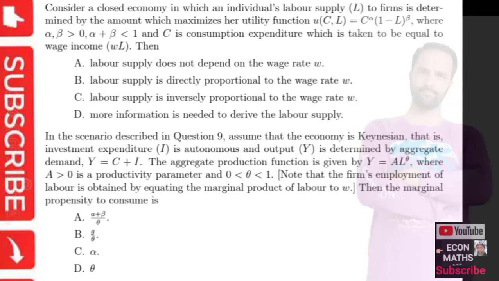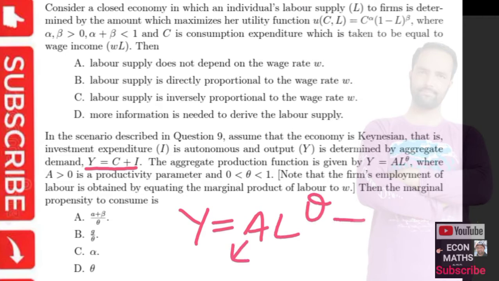Now let us solve the second part of this question. The question is like this. Assume that the economy is Keynesian, that is investment expenditure is autonomous and output is determined by the aggregate demand. Okay, so y is equal to c plus I. The aggregate production function is given to us as y is equal to A L to the power theta. Okay, A is the productivity parameter and theta is given to lie between 0 and 1.